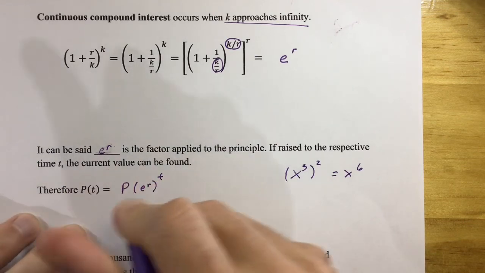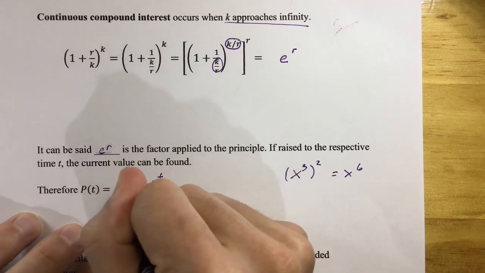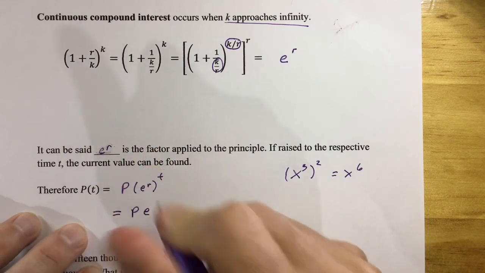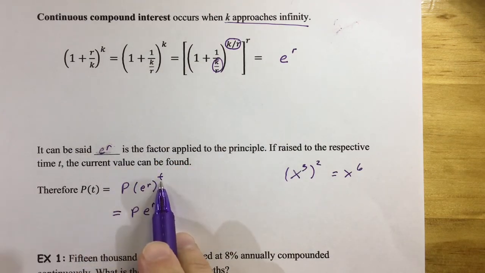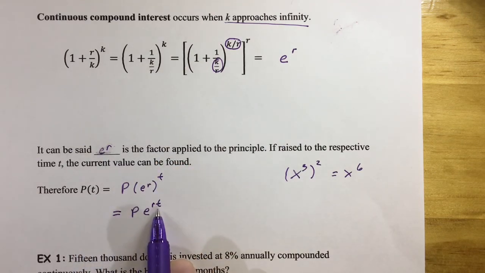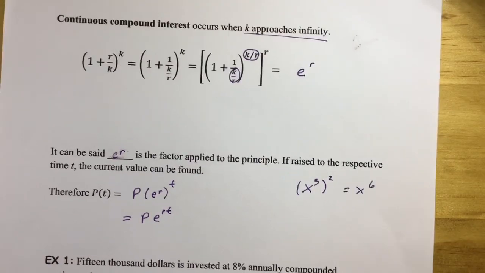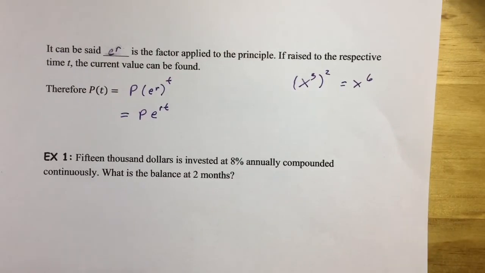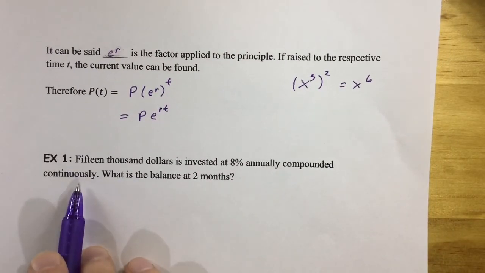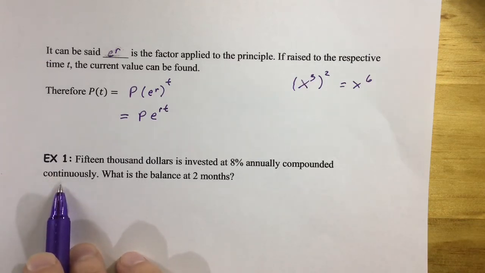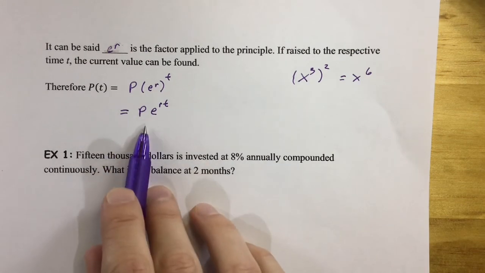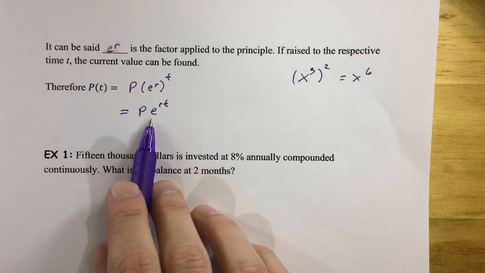So you can also write this as P times e to the rt power. So you don't need to have separate exponents. You can actually just put them side by side as a product. This is going to be our formula for continuous compound. So if you come across any problems that mention compounding continuous, or they say continuous compound, that means you want to use this formula here.